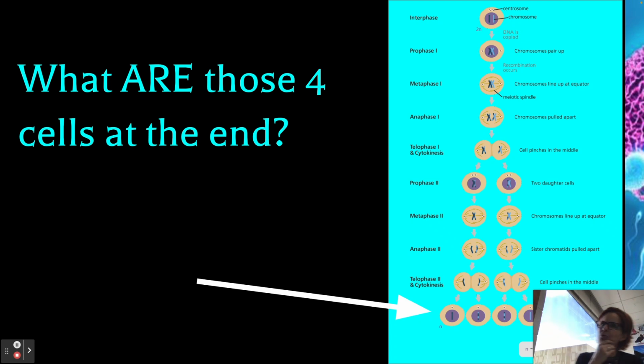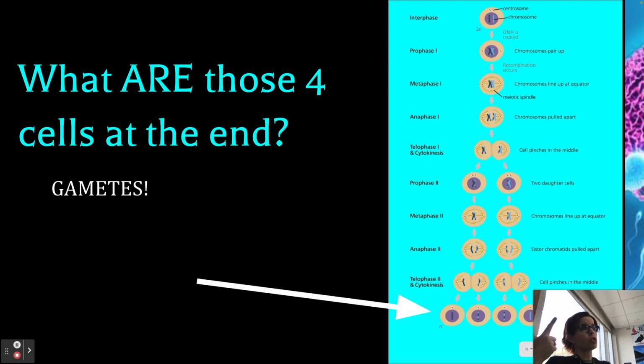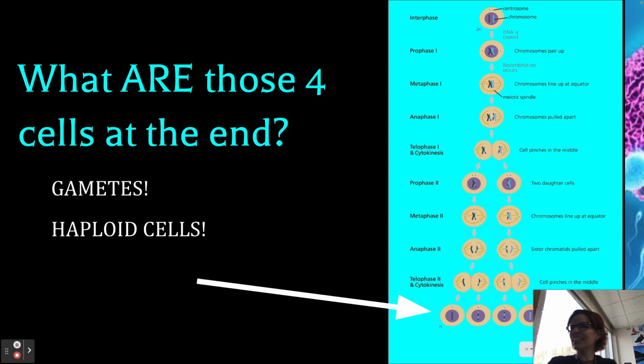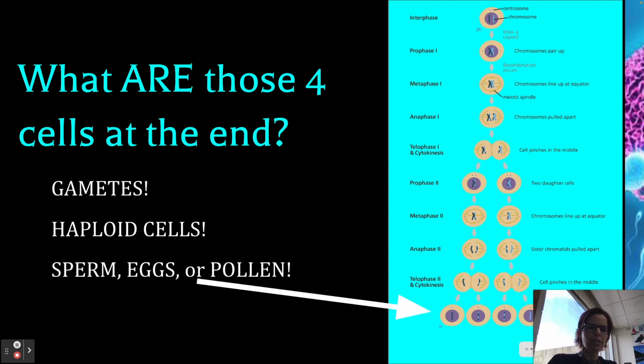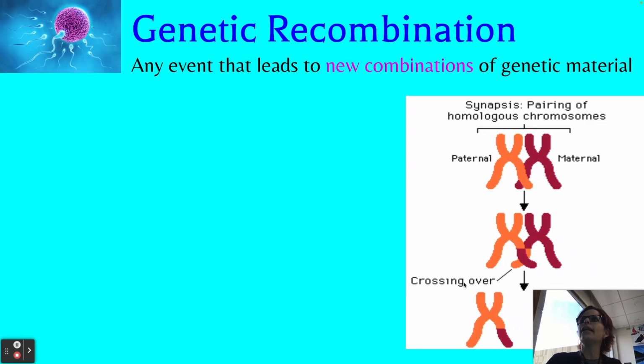And again, what are those four cells at the end of the diagram? What is the arrow pointing at? Gametes is a great word for it. What else are they? Eggs, sperm, or pollen. Good. And they are all haploid cells because they have half the DNA. The first cell up at the top was diploid. They're all diploid, diploid, diploid, diploid until the cell divides. And now these cells are all haploid because they have half of the DNA.